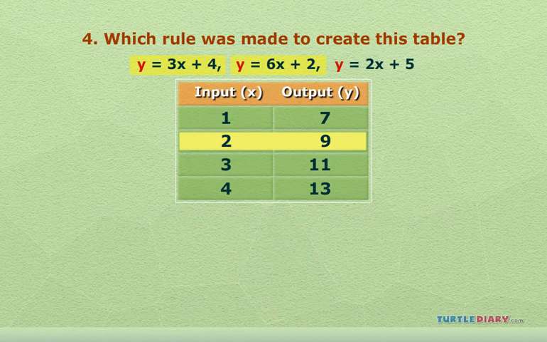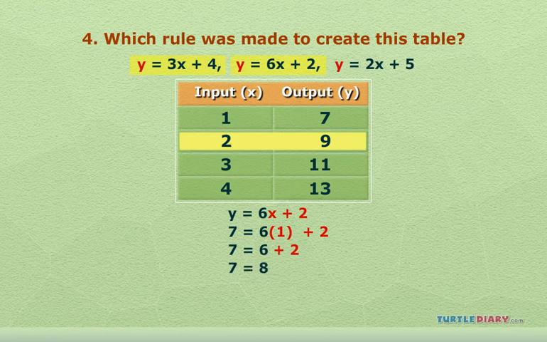Let's go back and try the first pair in the second equation. y equals 6x plus 2. 7 equals 6 times 1 plus 2. 7 equals 6 plus 2. 7 equals 8. This doesn't work, so this cannot be the right rule. It seems as if the table must be made from the last rule, but we want to make sure.